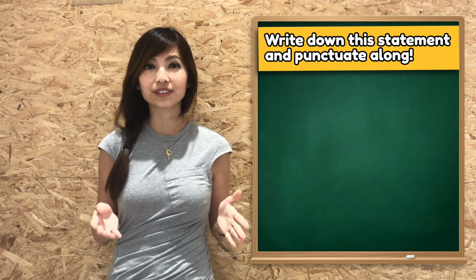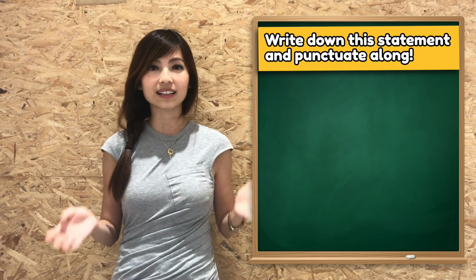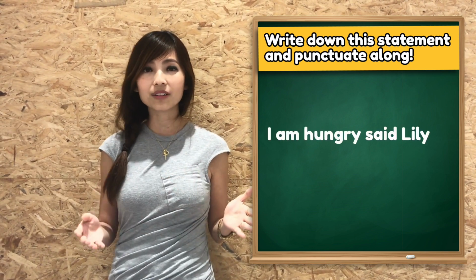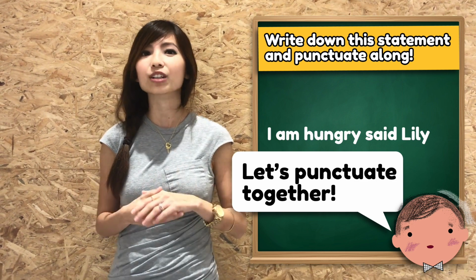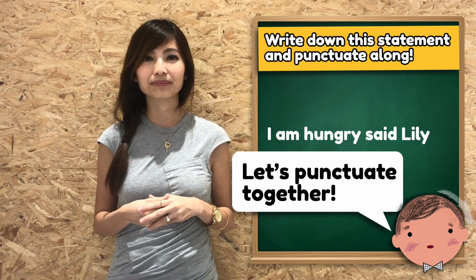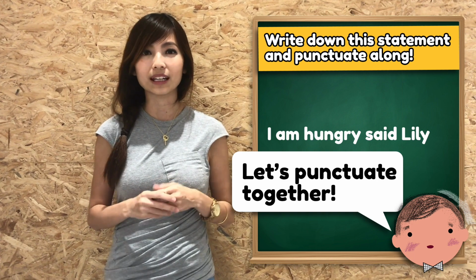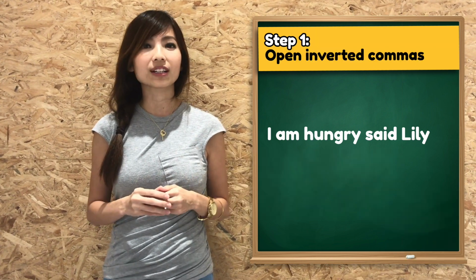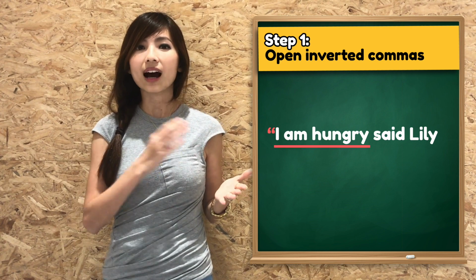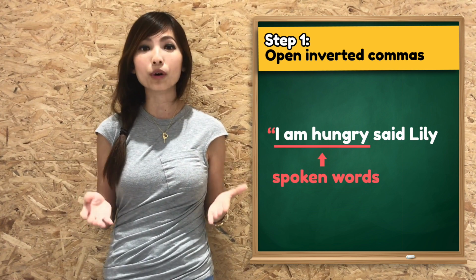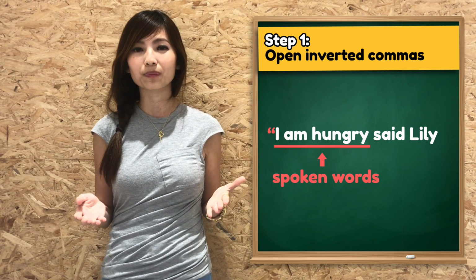I'd like to challenge you to take a piece of paper and write down this exact statement. I am hungry, said Lily. And let's try and insert the punctuation as we go along. With this written, let's begin. Step 1, you insert the open inverted commas. Here, "I am hungry" will be the spoken words that have been used.